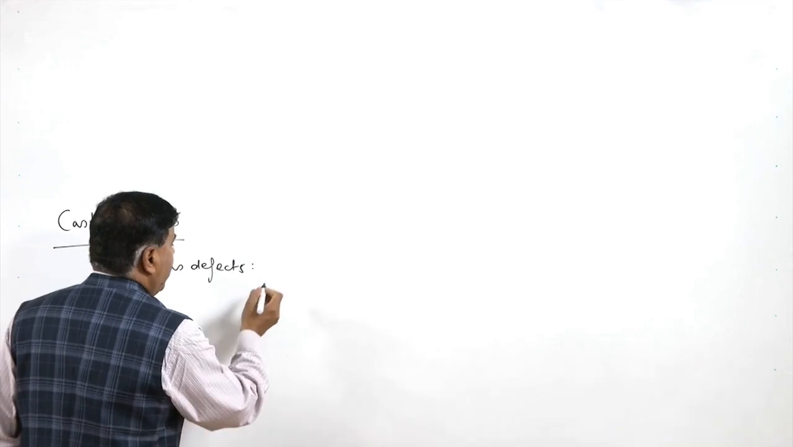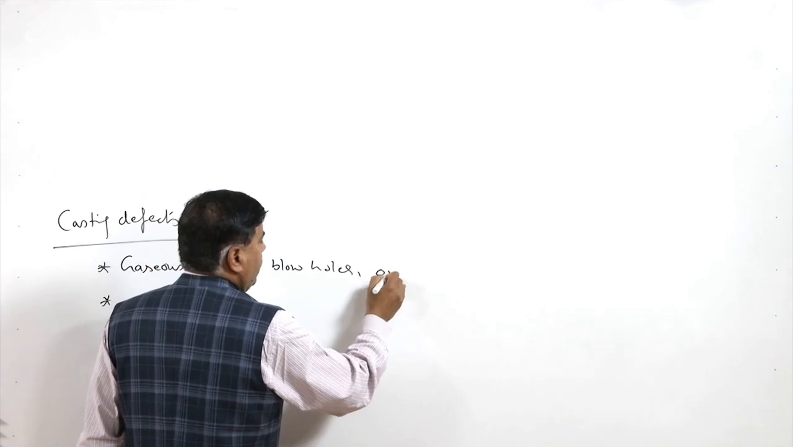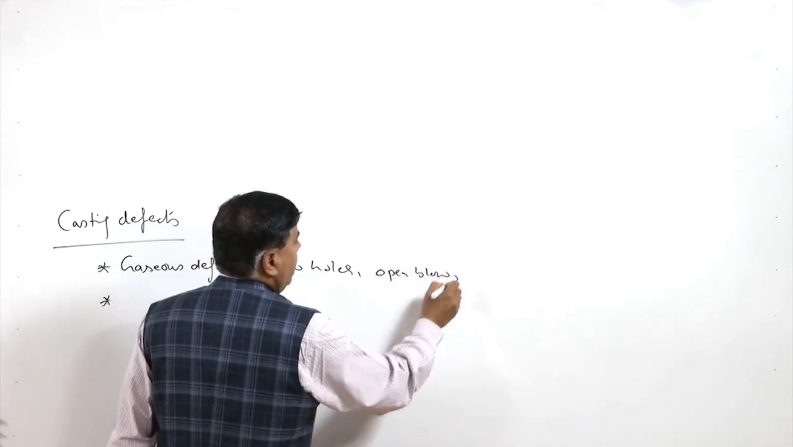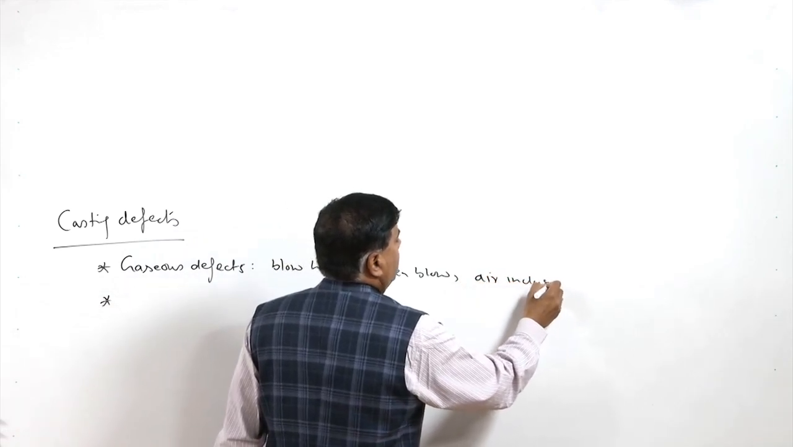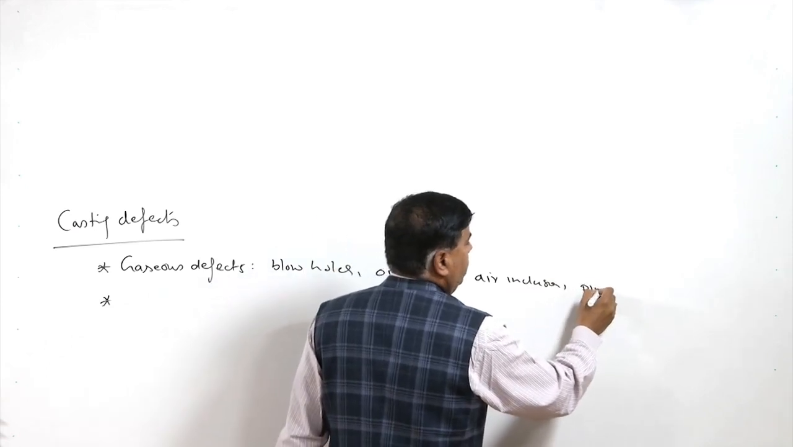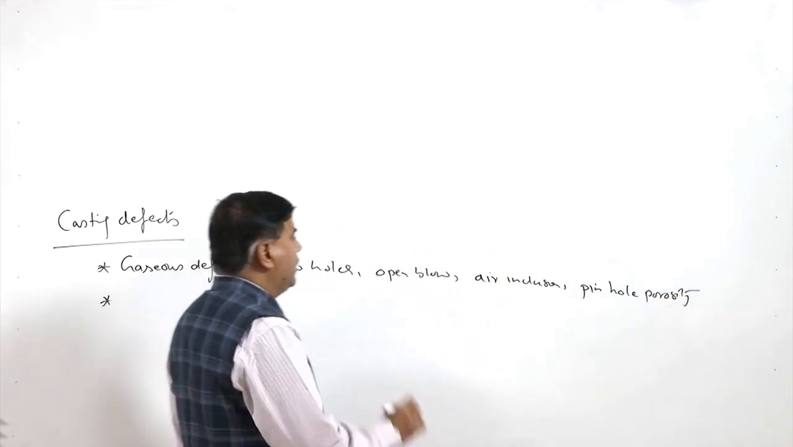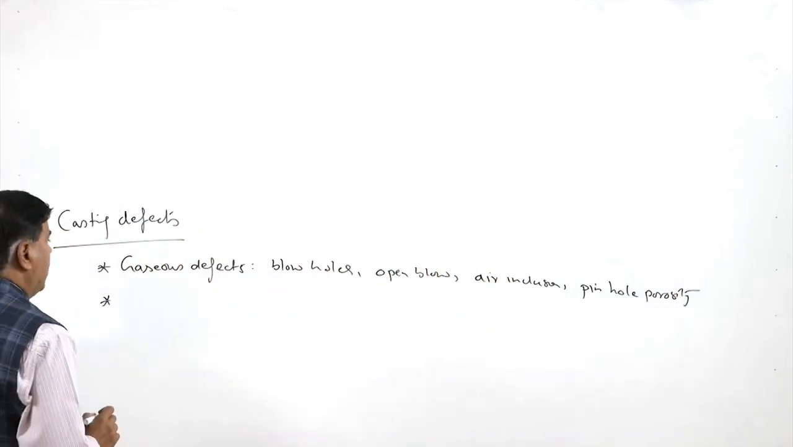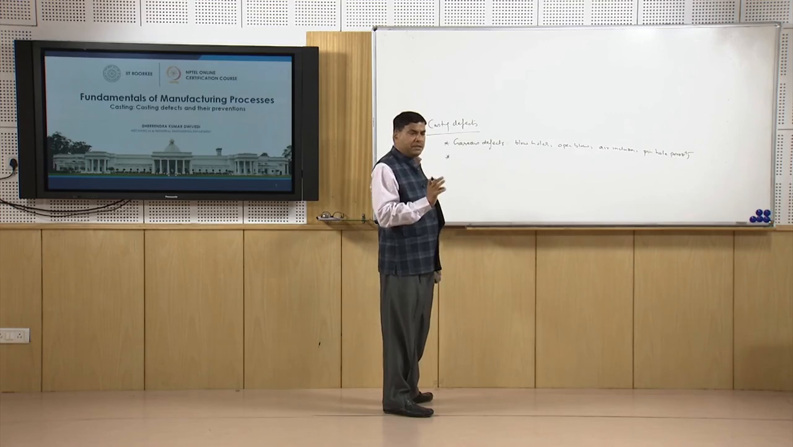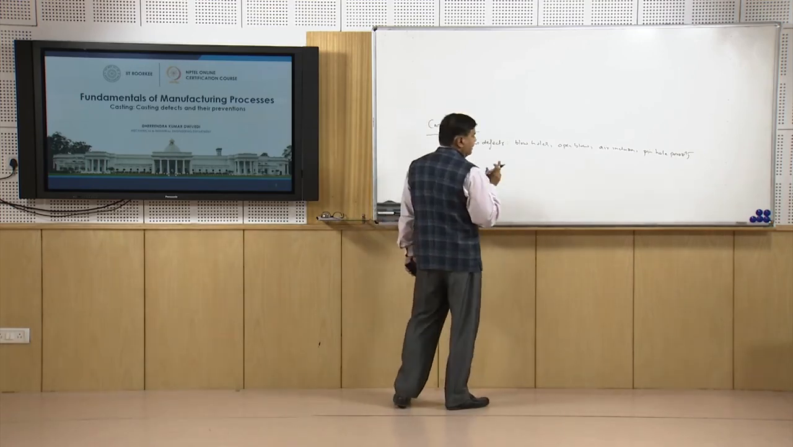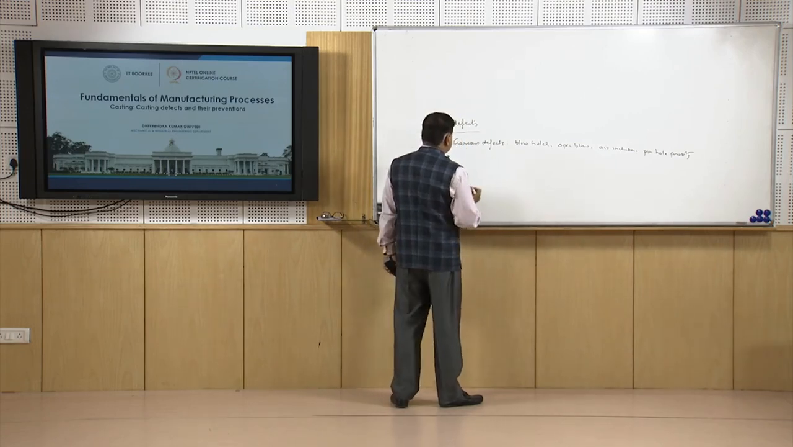Under this we have blowholes, open blows, air inclusions, and pinhole porosity. All these are gas based defects, primarily caused by reduced permeability or the limited venting available in the mold cavity for escaping of the gases.